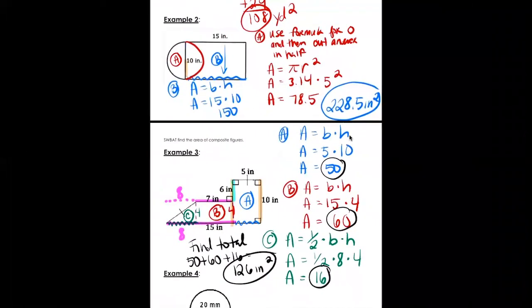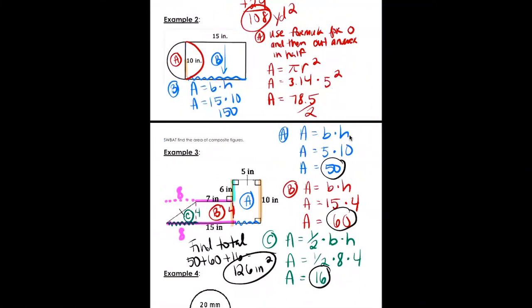So 78.5 divided by 2, I'm using decimals, is going to give me 39.25. And then I add that to 150. Add this and add this, and it's going to give me instead 189.25. My bad.